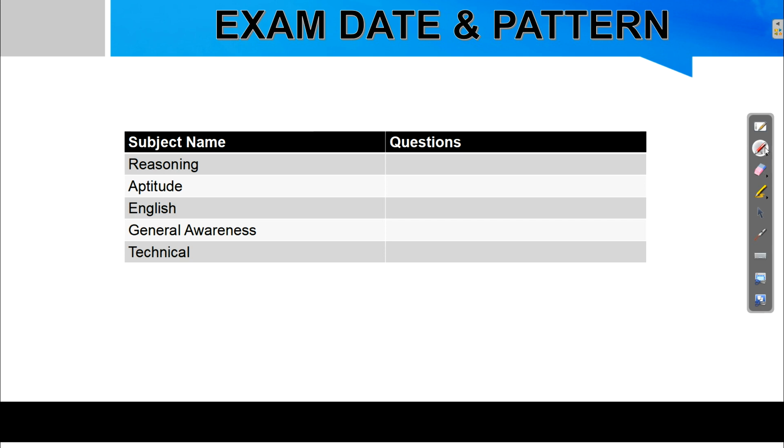Now about the expected exam date. So till now there is no plan to conduct your exam. Okay, so definitely in May or June or beyond that they can conduct, but still for our safer side we will consider the month of May. Okay, so May is our target month by which you need to complete your syllabus, whether it is technical or non-technical.